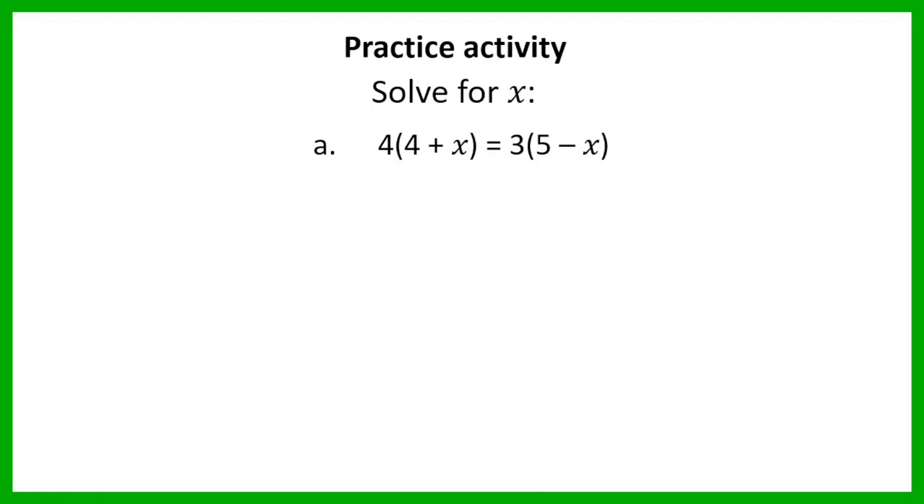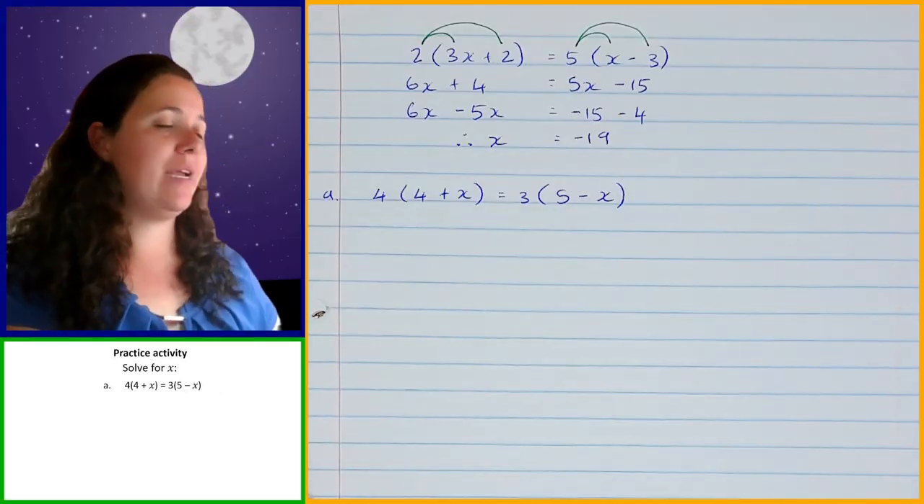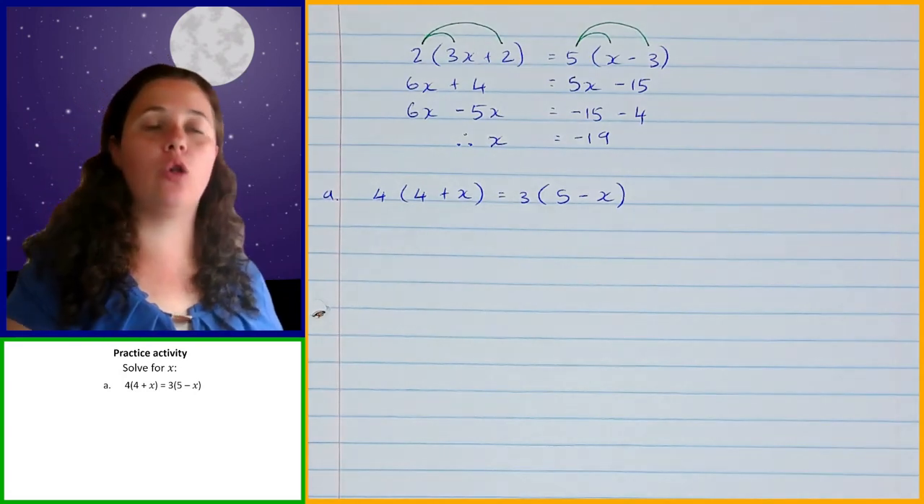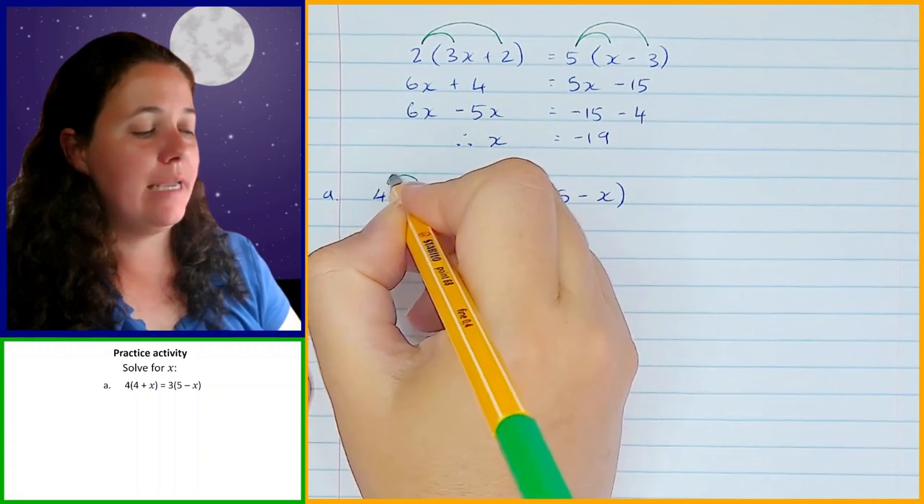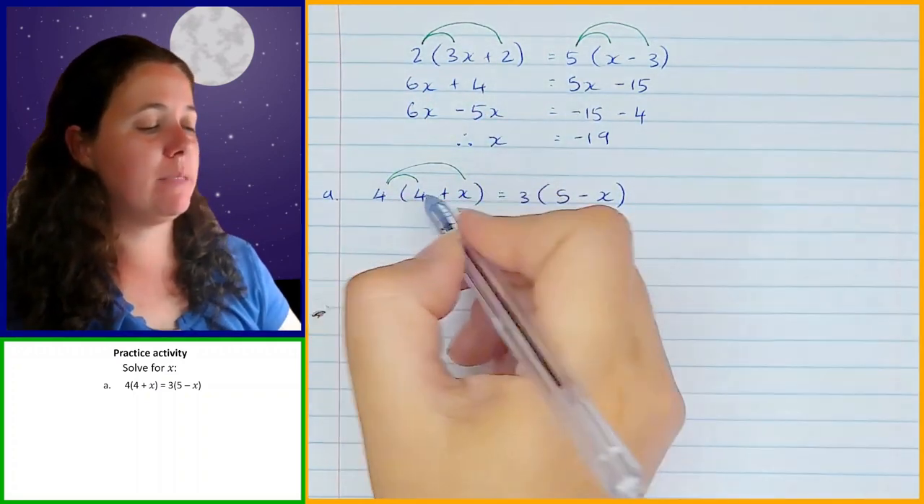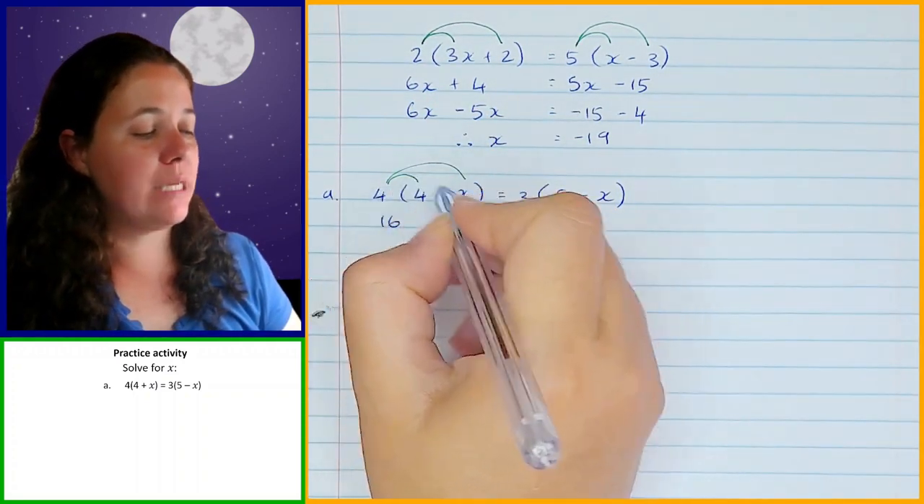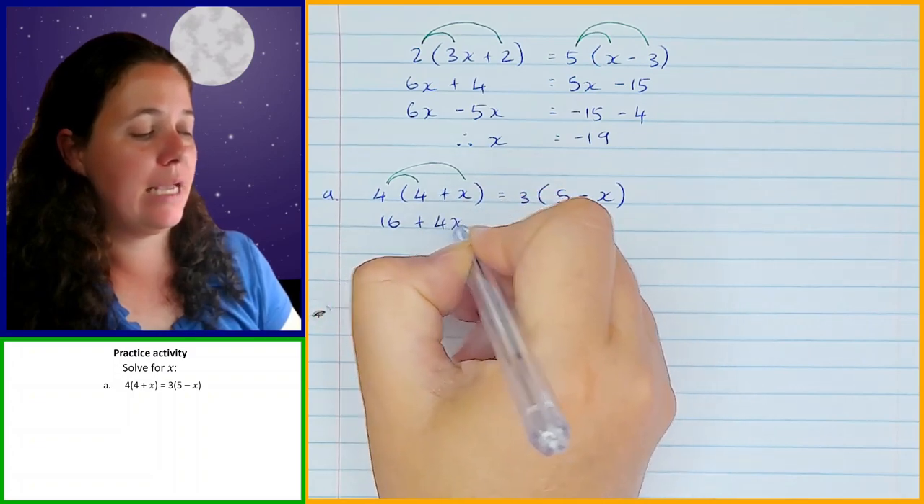Okay, so let's go through that example. The first thing we have to do is multiply out our brackets. We always have to get rid of the brackets first by multiplying out. So I'm going to multiply the 4 into that bracket over there. That gives me 4 times 4 is 16, and then 4 times positive x is plus 4x equals.